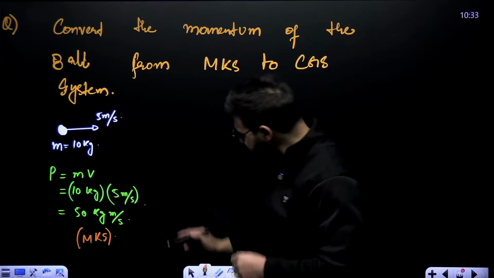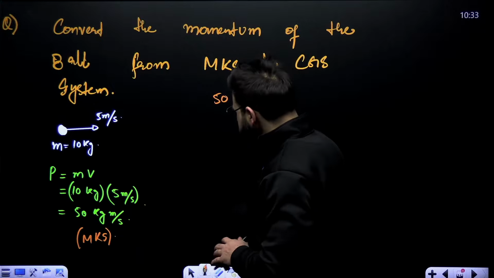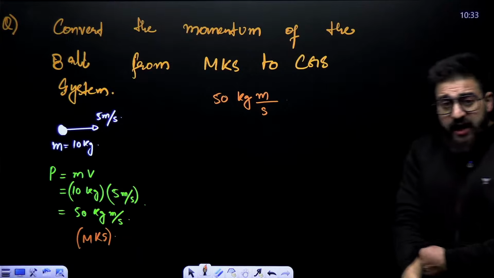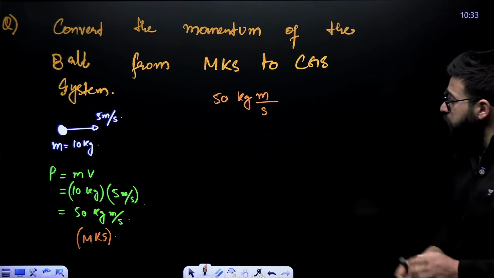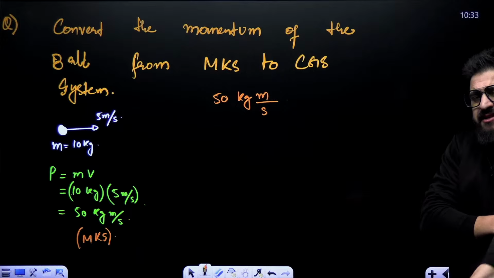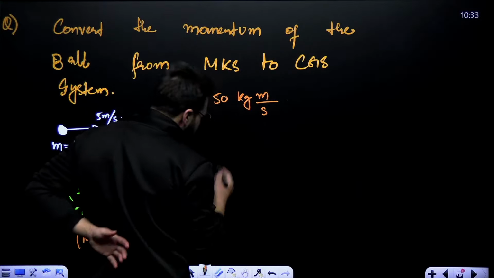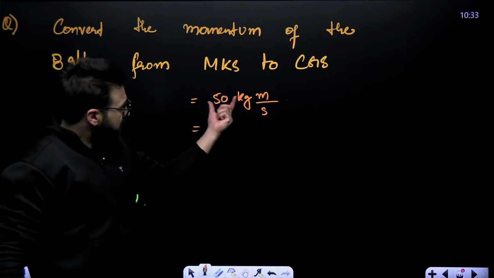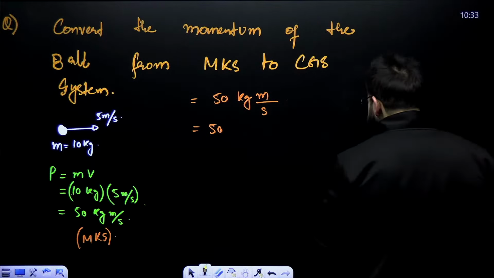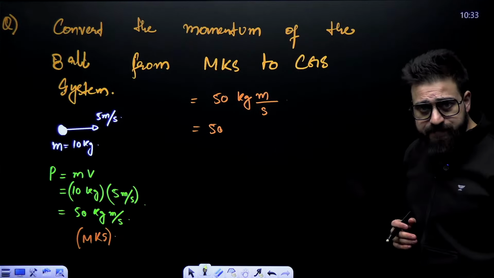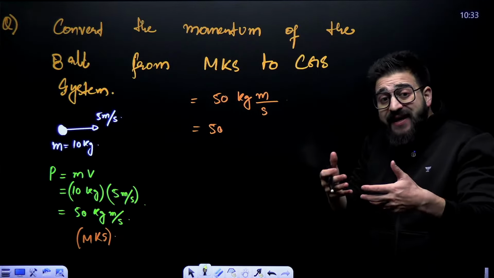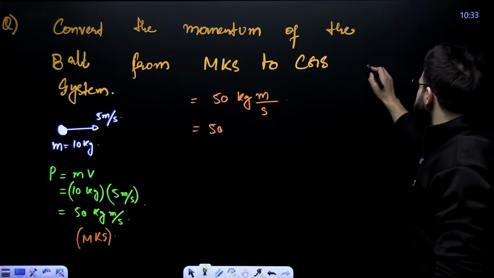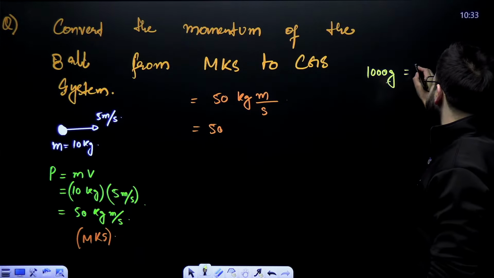Guys, I'll just write over here. This is given as 50 kg meter per second. If you want to convert this into CGS system, tell me one thing. Don't you think that I can write it something like this? Keep this 50 as it is. Guys, when it comes to the CGS system, we measure the mass in grams. Tell me, how many grams is equal to 1 kg? We know that 1000 grams is equal to 1 kg.